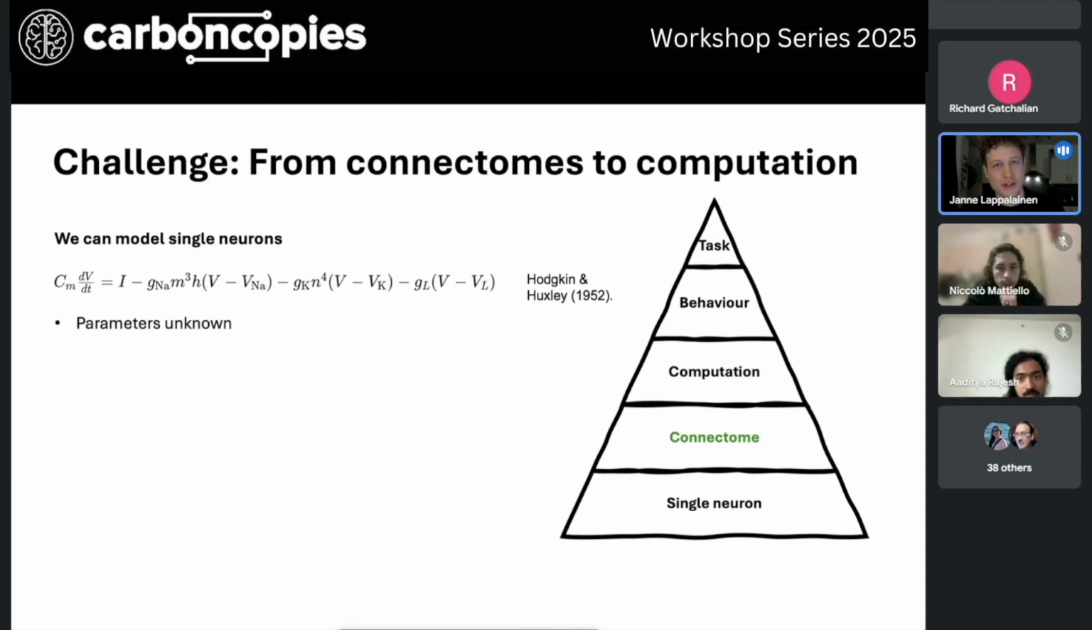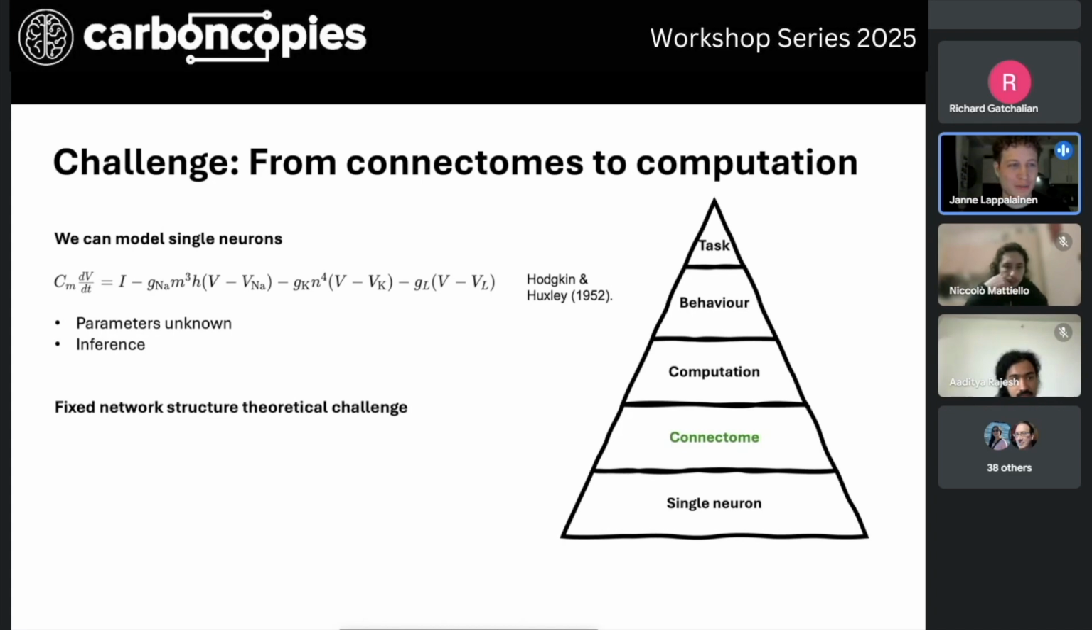We have now a large circuit, so there are potentially a lot of parameters, right? One way to maybe do it is something more abstract, inference, right? Basically, if we measure some data, maybe we can infer something about something else. And then there's another theoretical challenge about what we can do with a fixed network structure. The first one is that we know that different parameters can actually produce similar functions.